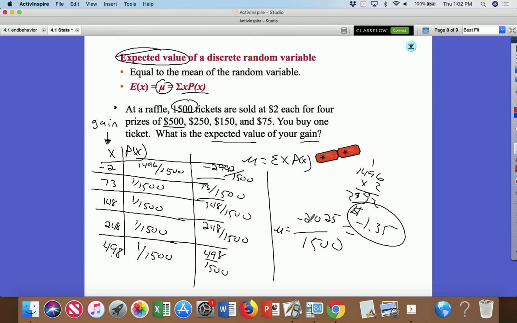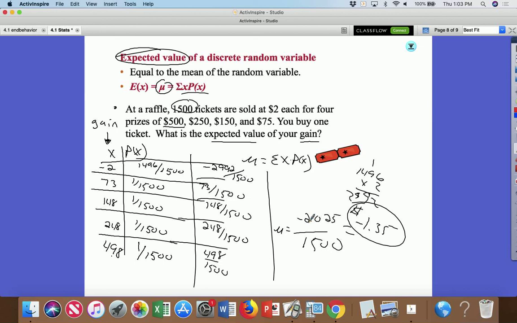What would the histogram look like? Negative 2, way up, and then you have a little bar at 73. You'd have a little bar at 148. You'd have a little bar here. Where's the middle of the distribution? Way over here, right? So at negative 1.35. So are you ever going to lose 1.35? No, that's the average loss on a play.